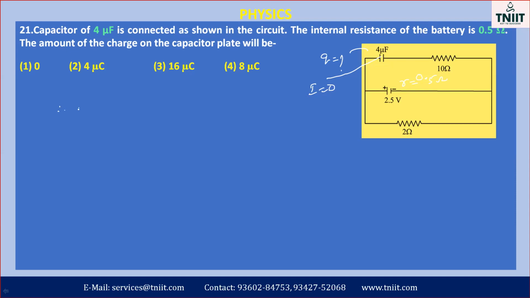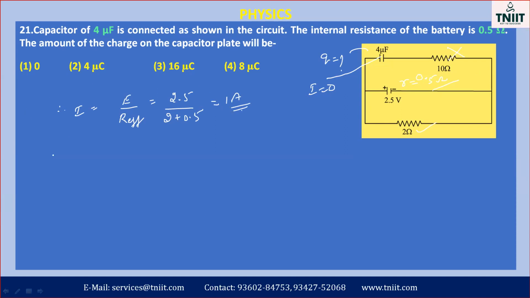So how do you define the current in the circuit? Total EMF by total resistance. What is the total EMF? 2.5 volt. What is the total resistance? 2 ohm plus 0.5 ohm. Don't consider this 10 ohm because it will block the DC. So this is 2.5 by 2.5, that is 1 ampere.